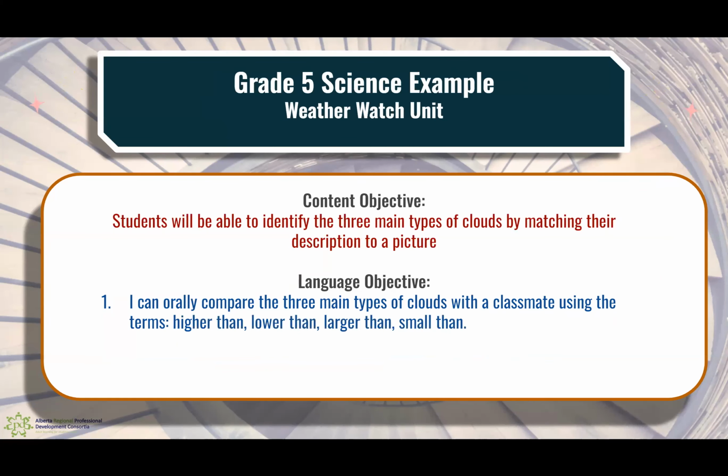And a science example: they'll be able to identify the three main types of clouds by matching their description to a picture. That kind of ties into that visual I gave you before. And I can orally compare the three main types of clouds with a classmate using terms higher than, lower than, larger than, or smaller than. Again, what do I want them to know and how am I going to show it? So think of it kind of as an exit slip. What's one thing out of that lesson that you want your students to walk away with and be able to show?